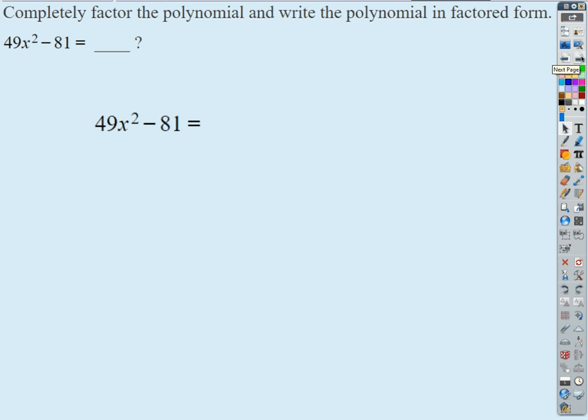What about this one? Completely factor, and we're going to write it in fully factored form, right? Okay. So what do we always want to try to do first? Greatest common factor. Yeah, when we're factoring stuff, we always want to see if there's a GCF we can undistribute. But there isn't, right? There's no number other than 1 that goes into 49 and 81. And the 81 term has no variable, so there's nothing to undistribute.